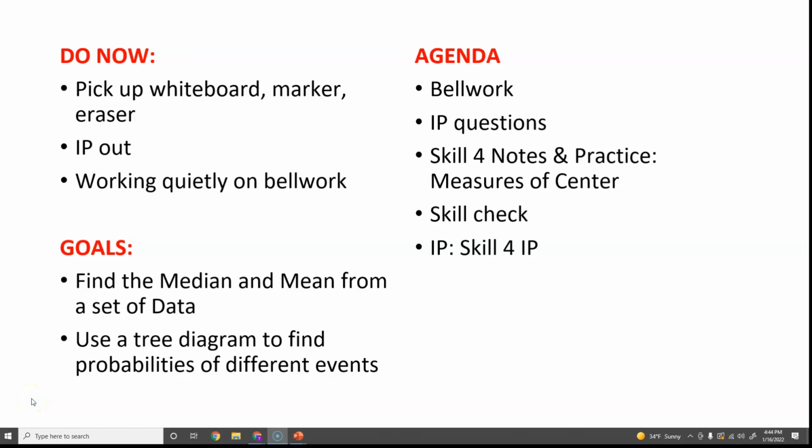Fellow Algebra 2 students, we are going to be covering measures of center today, Skill 4, Algebra 2 Semester 2. Make sure you have your notes out and are ready to fill them in as we go through this.